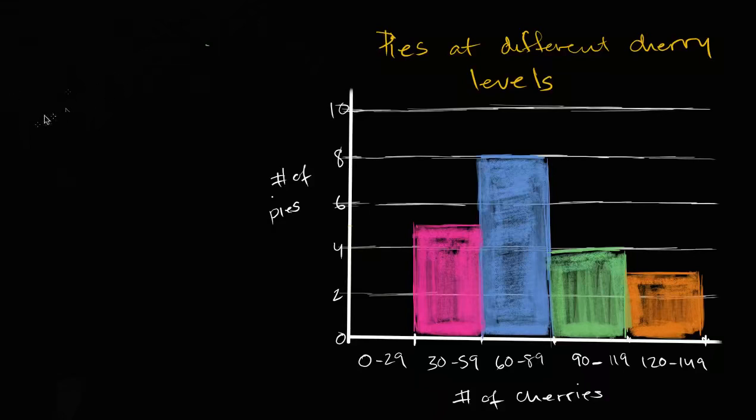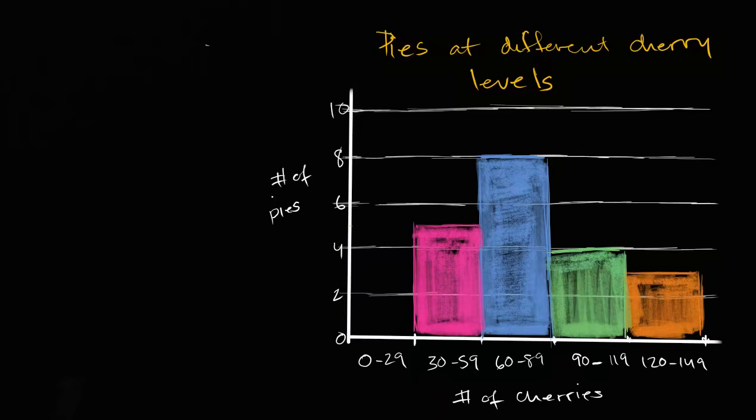Let's say that you have a cherry pie store, and you've noticed that there is variability in the number of cherries on each pie that you sell. Some pies might have over 100 cherries, while other pies might have fewer than 50 cherries. So what you're curious about is, what is the distribution?